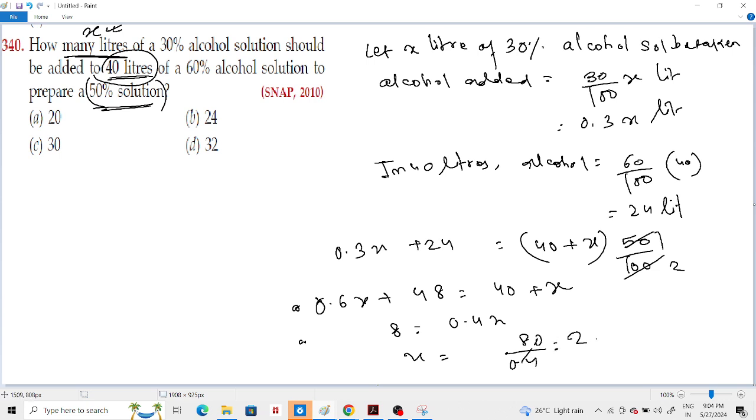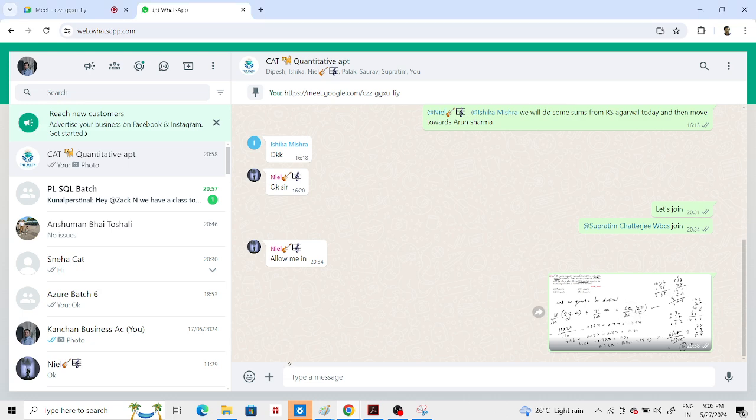Can we take 100 as a whole? 100 as a whole means what? Sir, x liters you took, so can I take 100 liters of 30% instead of x? Yes, you can try it out with 100. So let us try it with 100. If I take 100 liters of, once you wait, let me add.